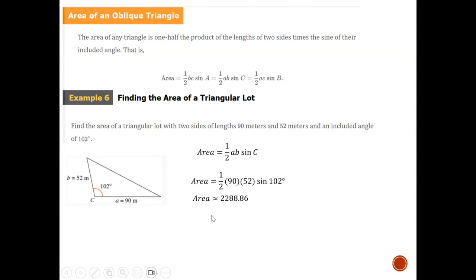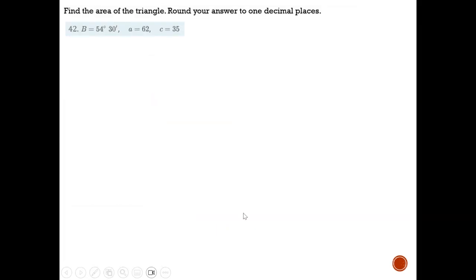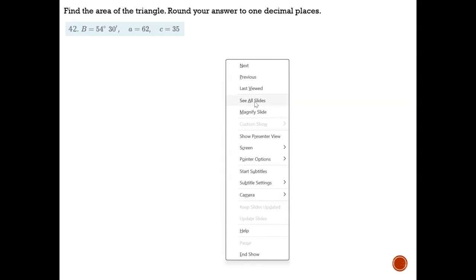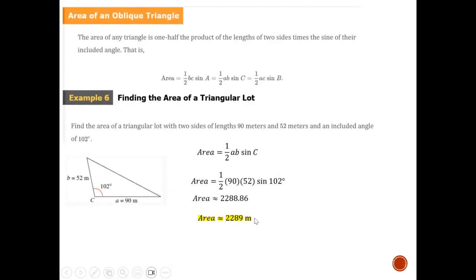Use your calculator. So the area, rounded to the nearest meter, is going to be 2,289. I mean meters, but it's supposed to be square meters. Let me go back. I forgot to put meters squared, because the area is always in square meters. So the answer should be 2,289 square meters. I'll fix that later.